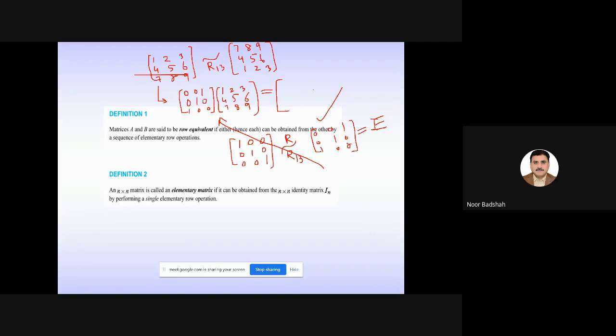You see, if you multiply it, what happens? You get 7, 8, 9. And if you multiply the second row with this one, we get 4, 5, 6, then 1, 2, 3. So basically, interchanging two rows of the matrix means you are multiplying that matrix by what? By the corresponding elementary matrix.